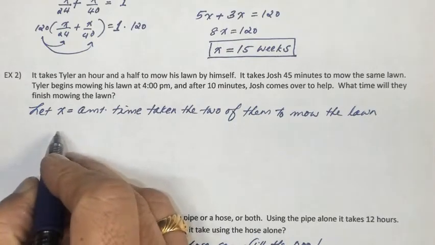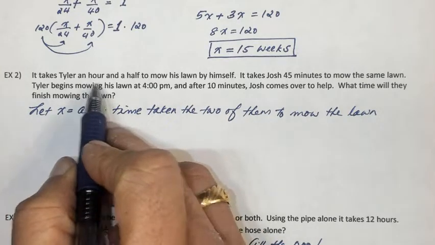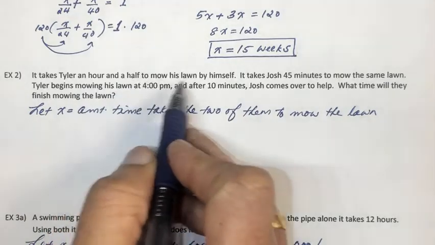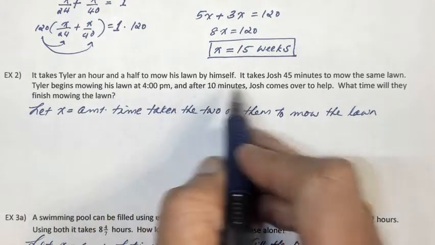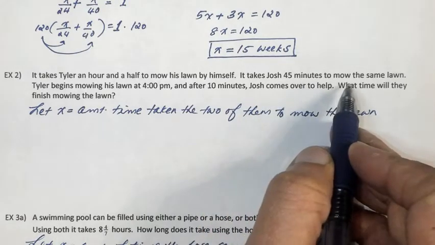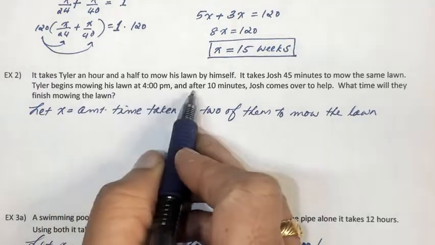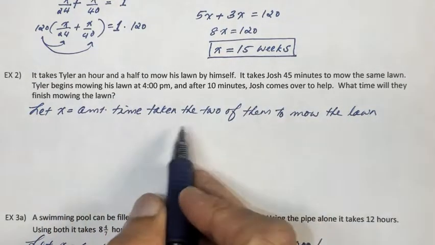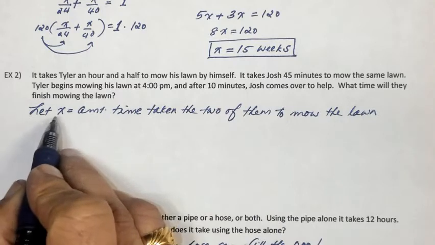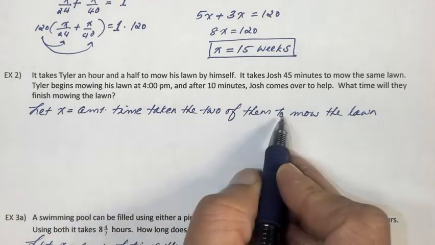Okay, example 2. So here's the question. Tyler takes an hour and a half to mow the lawn by himself, and it takes 45 minutes for George to complete it. But here's a different case. Tyler begins mowing his lawn at 4 p.m. and after 10 minutes George comes and helps. So let's suppose x is the amount of time it takes the two of them to mow the lawn.